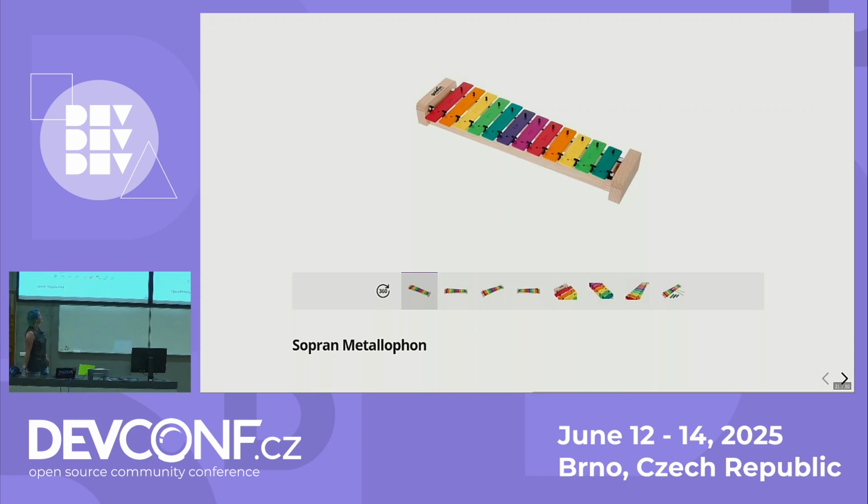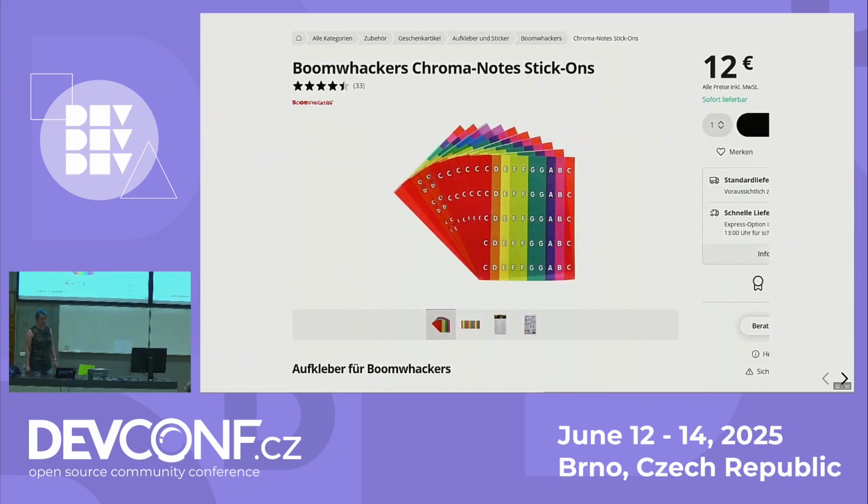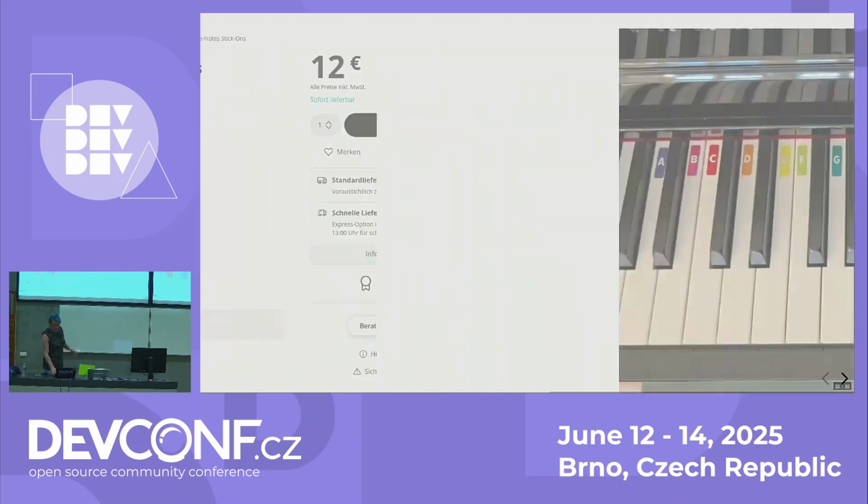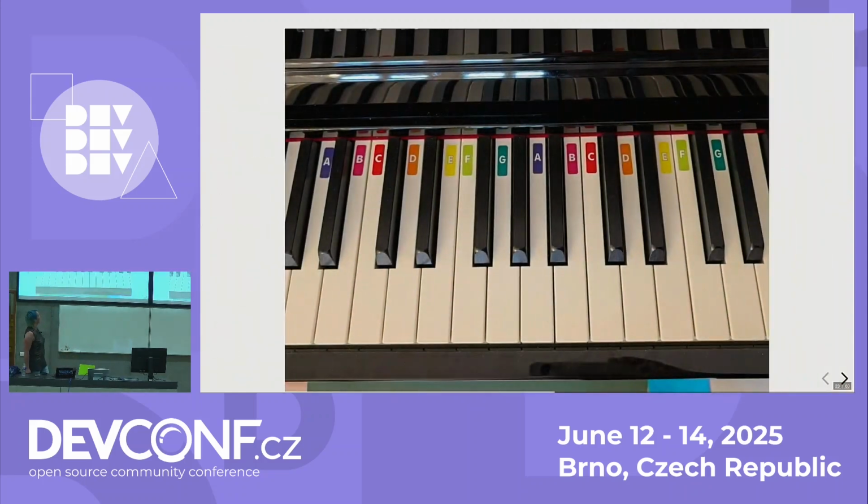There's a fairly standardized way of doing these colors. You can even buy stickers. It's kind of expensive for just some stickers, but I'm sure they're high quality. And of course, you can stick them on your piano. This is actually my piano at home.